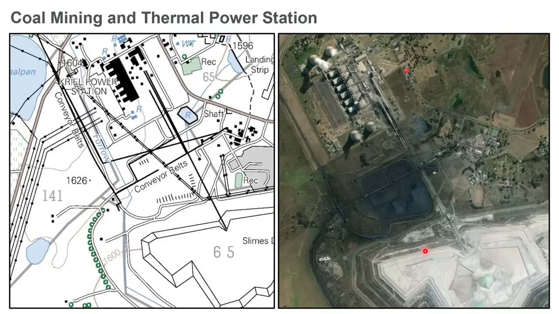When it comes to thermal power stations, we can see a power station. Here's the Kriel power station. Here's the buildings of the power station. Here we can see it in the photograph. There we can see it on the map. Okay, so how do we identify a power station?